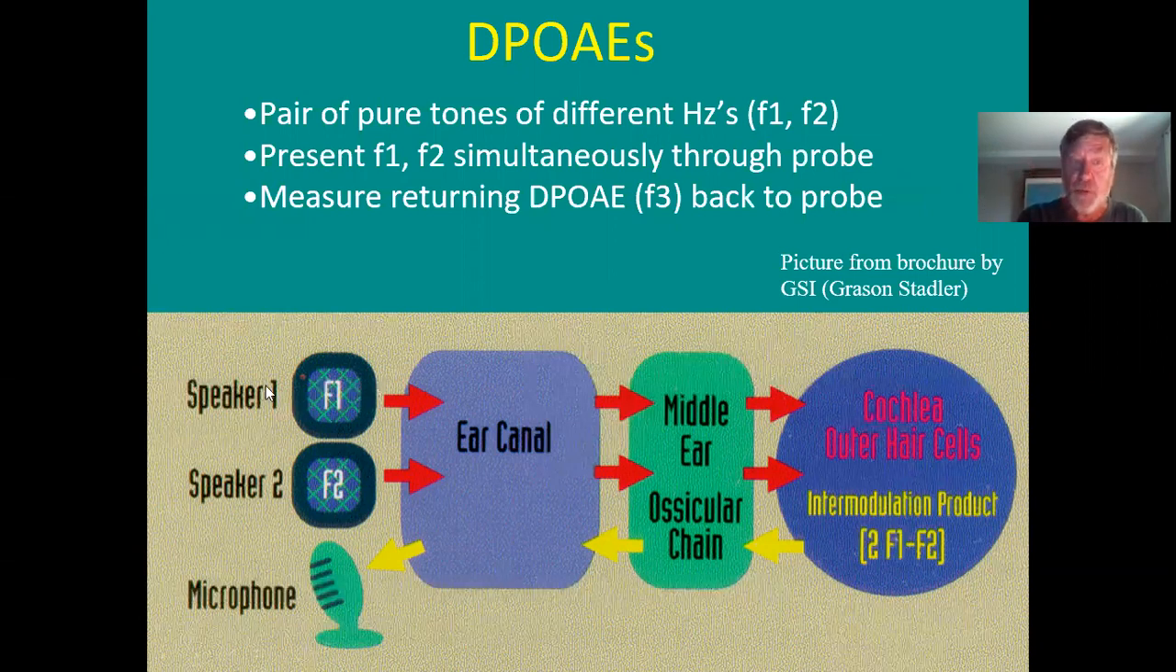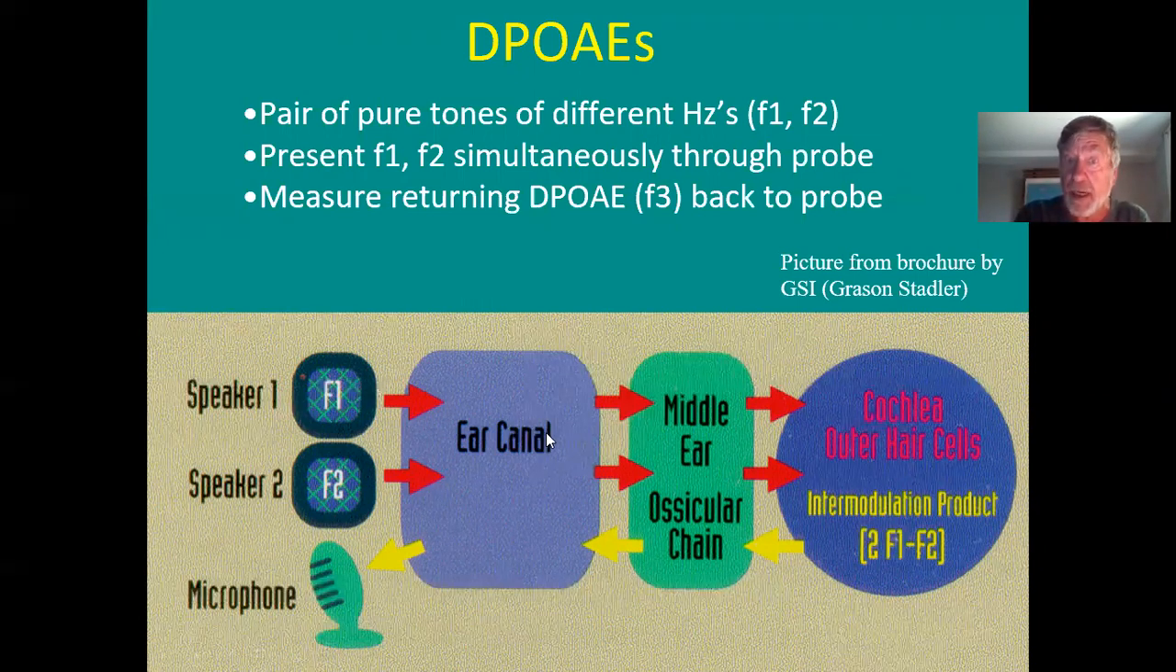So speaker 1 and speaker 2 are putting two tones in the ear canal, and they have to be separated by a certain ratio. Okay, if one is 1,000 hertz, the other one's got to be 1,220 hertz. Don't ask me why, that's just the way it is. If one tone is 2,000 hertz, the other one's got to be 2,440 hertz. They need to be separated by a certain ratio.